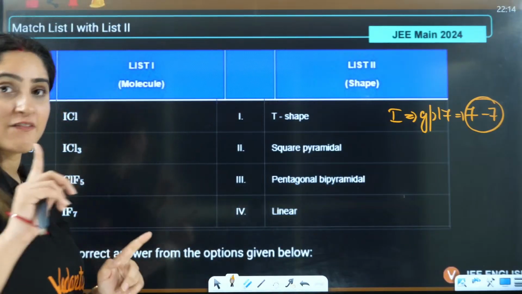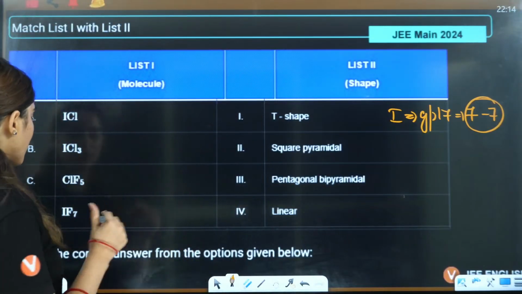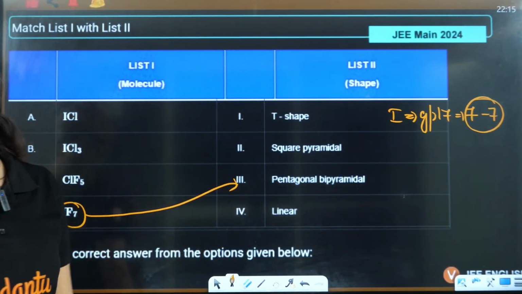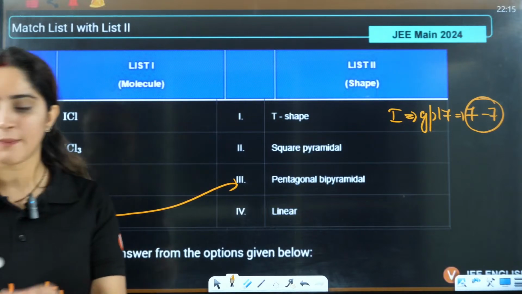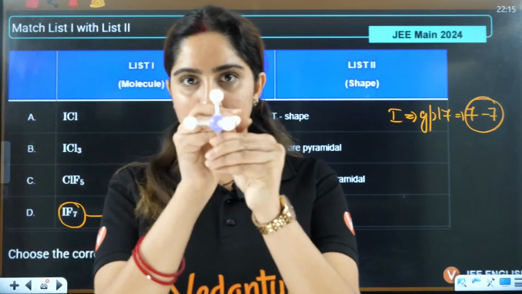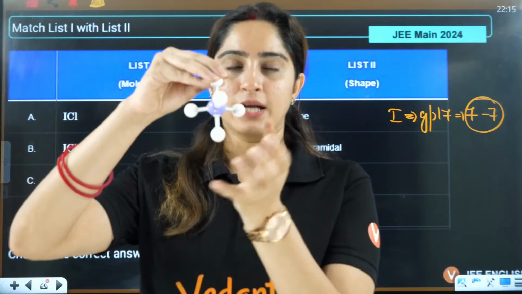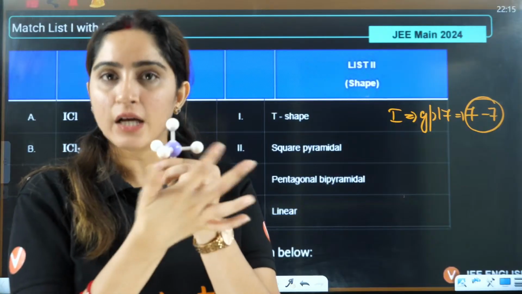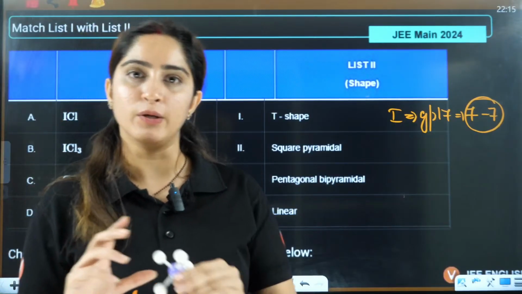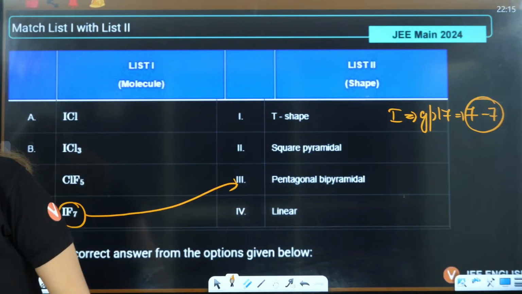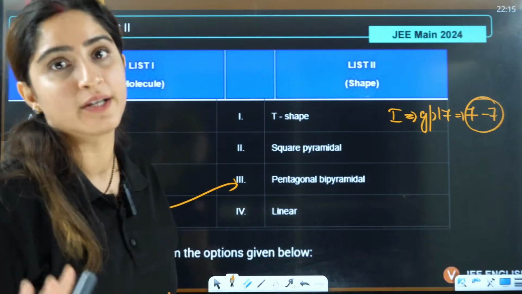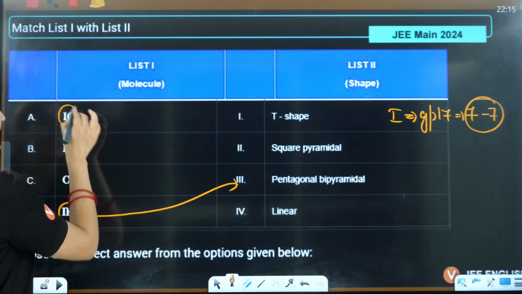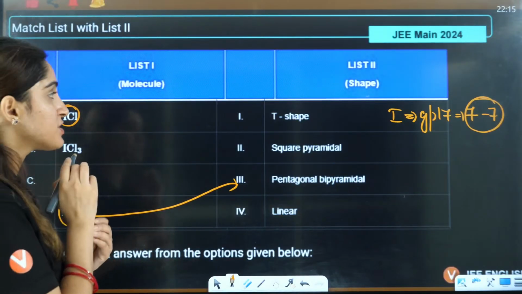If it is forming 7 bonds, that geometry is very famous. That is your pentagonal bipyramidal. Just like we have trigonal bipyramidal, this is a triangle and here you have one pyramid and one pyramid. Same way, instead of a triangle, you will have a pentagon here and one pyramid below, right? So that is pentagonal bipyramidal, which is for 7 bonds. So what about ICl? ICl is also very interesting here.